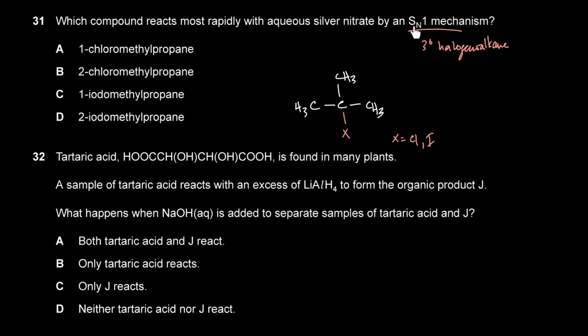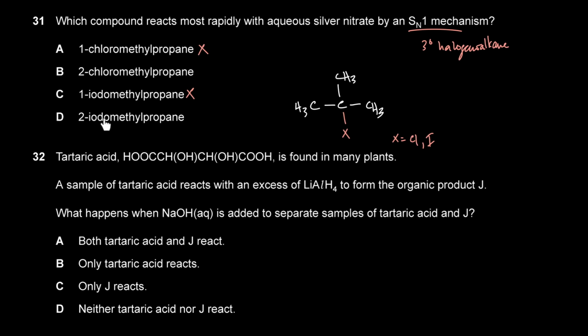So if the Sn1 mechanism is taking place, we know that it has to be a tertiary halogenoalkane, so it can't be A or C. The carbon with the halogen has to be bonded to 3 carbon atoms for it to undergo an Sn1 mechanism. In the cases of A and C, the halogen will be on carbon number 1, so it will be one of these carbons here. It can't be A or C.